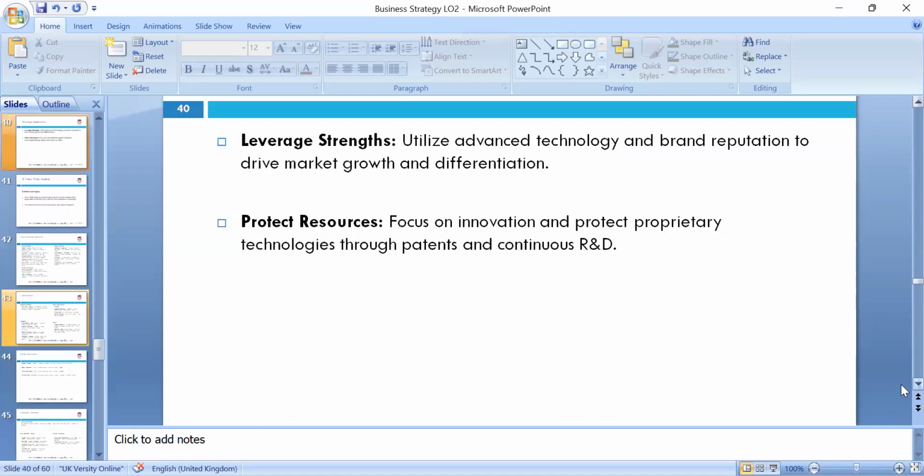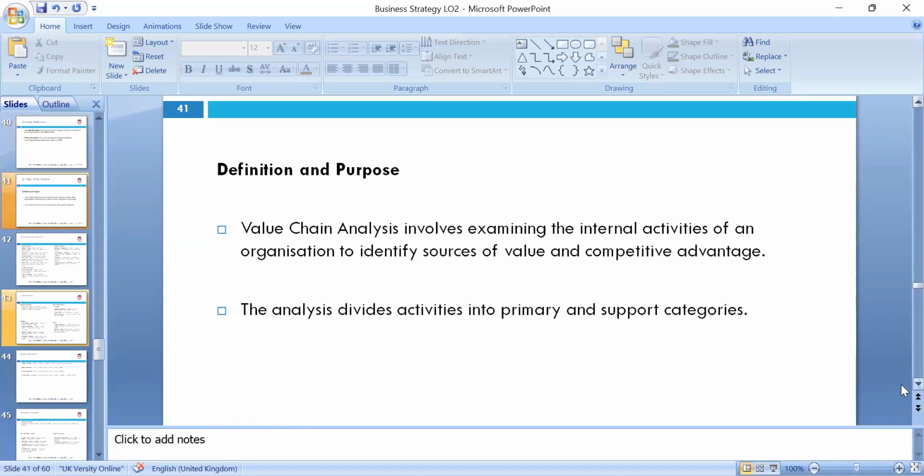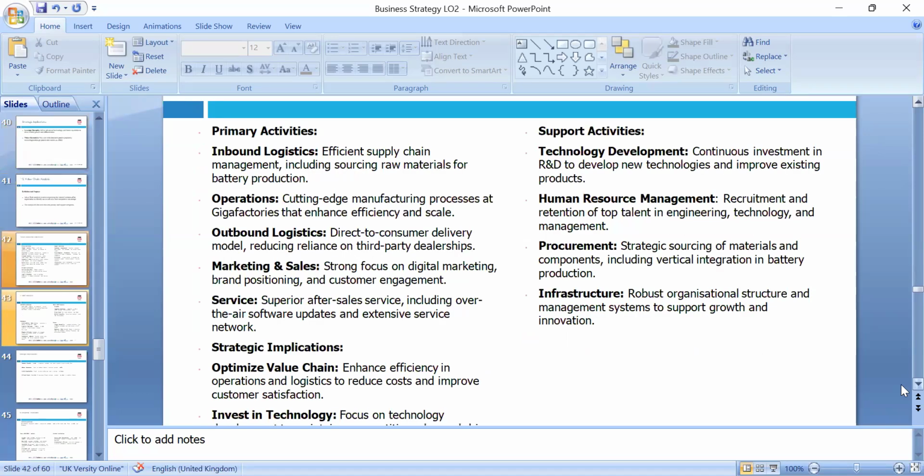That's what they are doing. Leverage strengths, utilize the advanced technology and brand, protect the resources with R&D and licensing. Then the value chain, of course, helps us look at the primary and secondary activities, and how Tesla is doing these: effective supply chain operation, cutting-edge manufacturing, outbound logistics, which means selling, dealership network, marketing, sales.